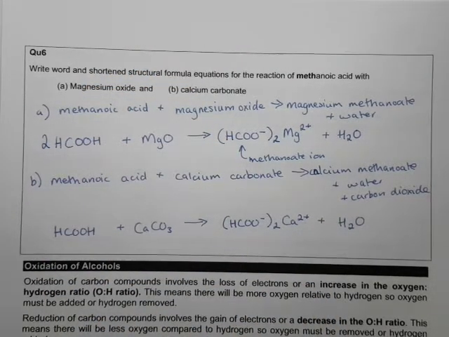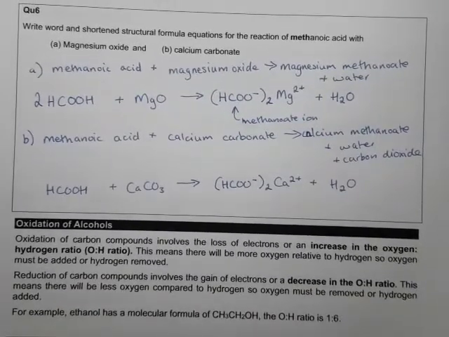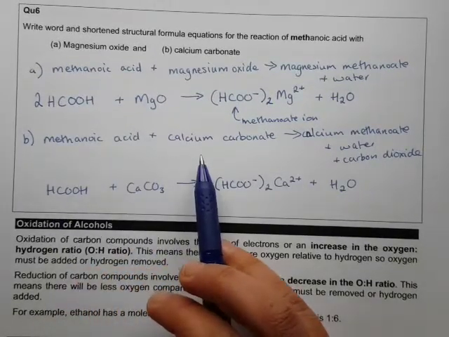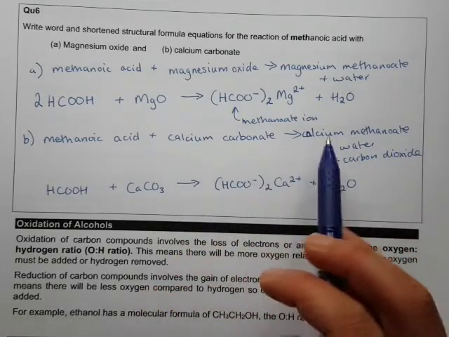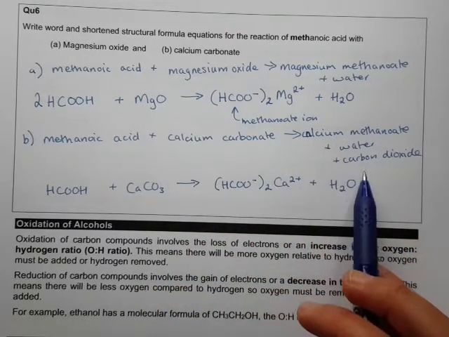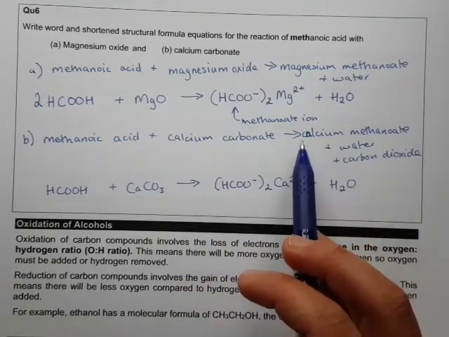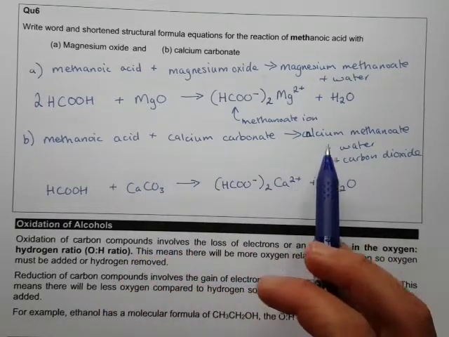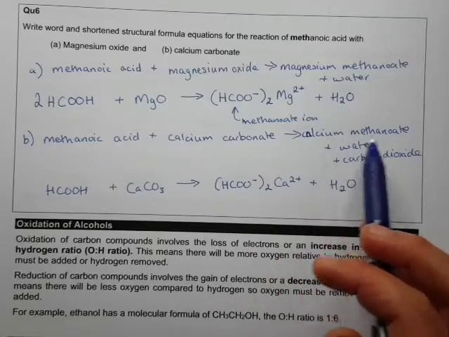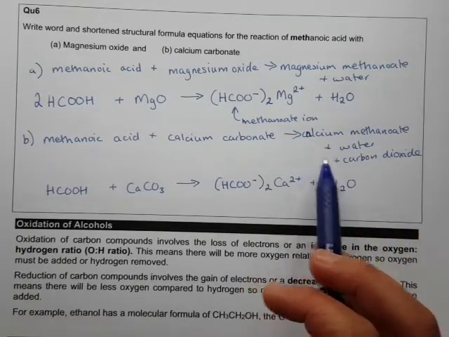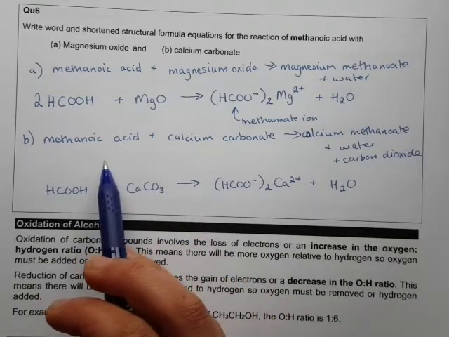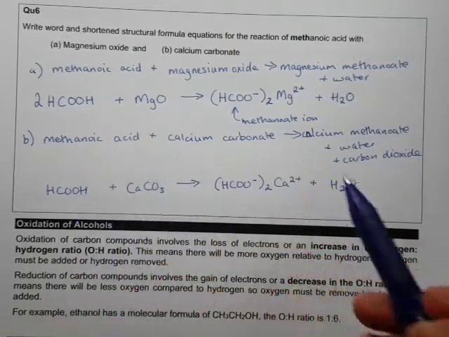And then just to balance the equation, if we want, we can add a 2 in front of our methanoic acid here. Similarly for B, we've got methanoic acid plus calcium carbonate, and that's going to make calcium methanoate this time because calcium is the metal in the base, plus water plus carbon dioxide because it's a carbonate. Just notice how in these equations, I've not been able to fit all of my products onto one line, but I've still kept them on the right hand side of the arrow. We would always do that rather than writing the products underneath the reactants.